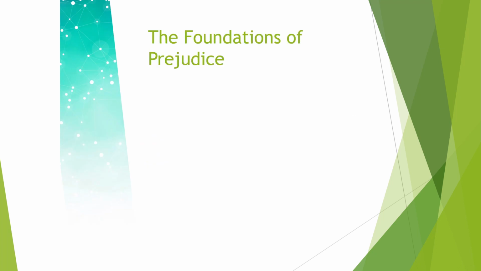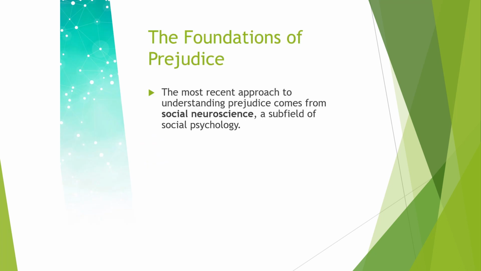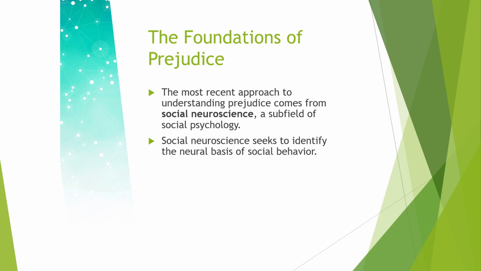More recently, when we have started looking into prejudice, we've gone into the area of neuroscience, specifically this area called social neuroscience, which is a subfield of social psychology. With neuroscience, you're looking at the brain and various structures of the brain that play a role specifically in prejudice. Social neuroscience seeks to identify the neural basis of social behavior.